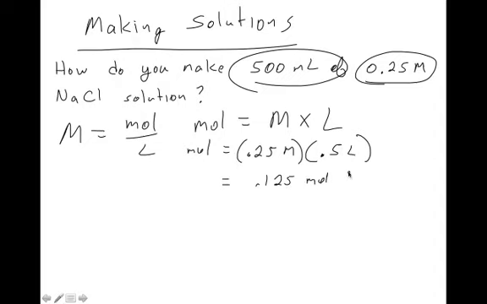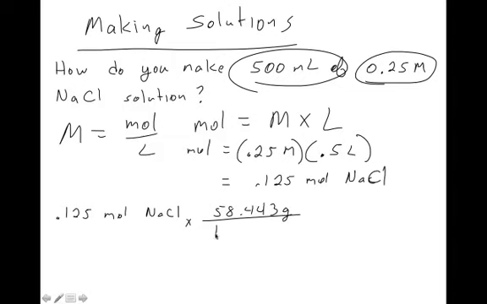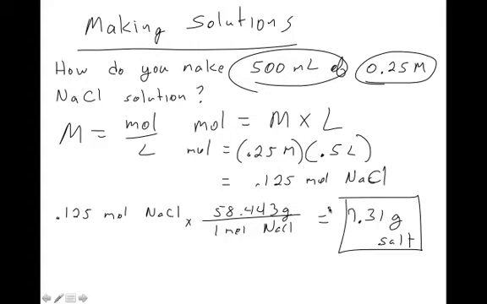So 0.25 times 0.5 is equal to 0.125 moles of salt. Alright, we'll take that 0.125 moles of salt and convert it into grams of salt. 58.443 grams per 1 mole of salt, that's the molar mass. So that gives you 7.31 grams of salt. What does that mean? Well, in our 500 milliliter solution, we're going to have 7.31 grams of salt.